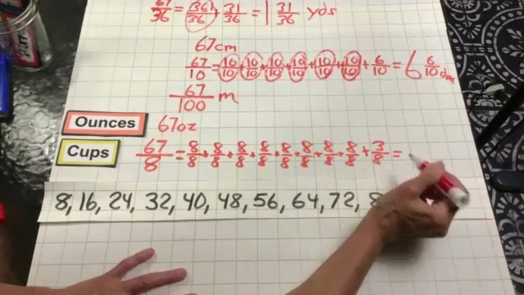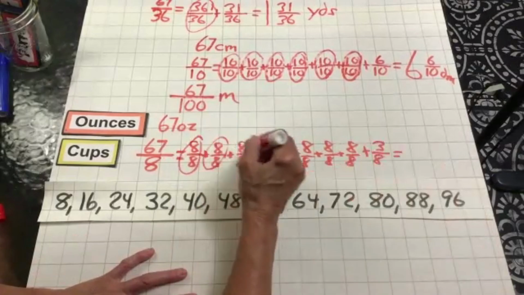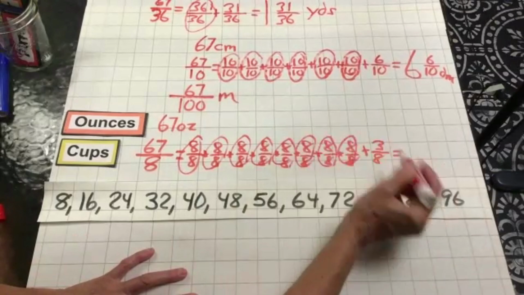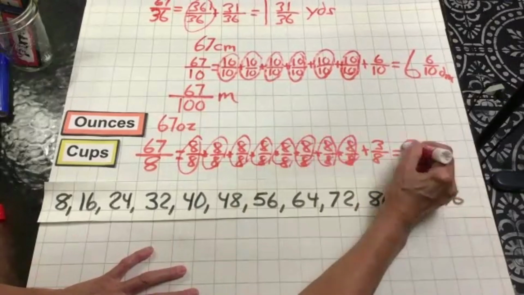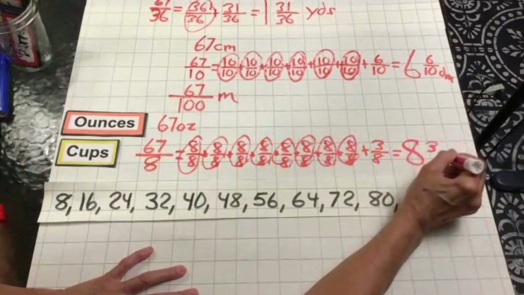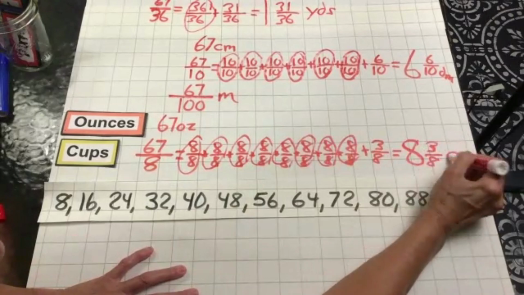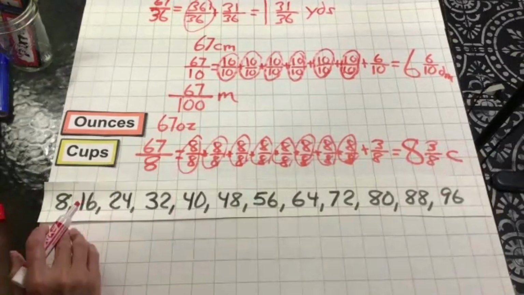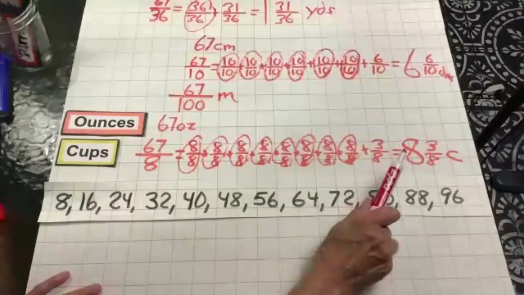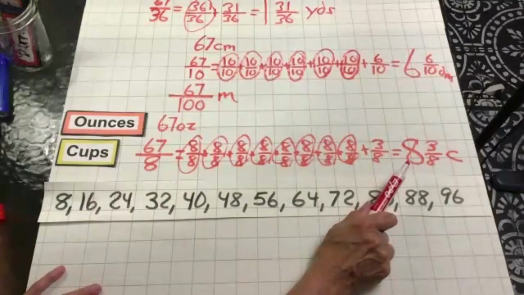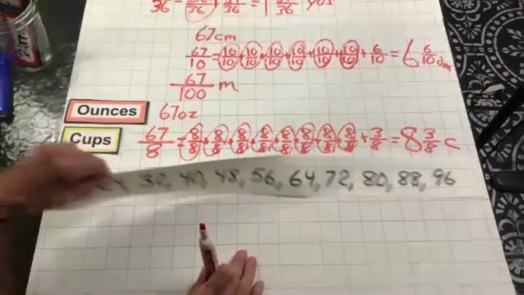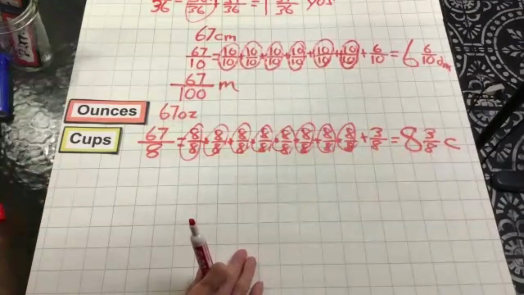All right, so here we go. We have 1, 2, 3, 4, 5, 6, 7, 8, and 3/8. 8 and 3/8 cup. So 67 ounces can be broken into 8 sets of 8 with 3/8 left over the 8. All right, many ways to say that.